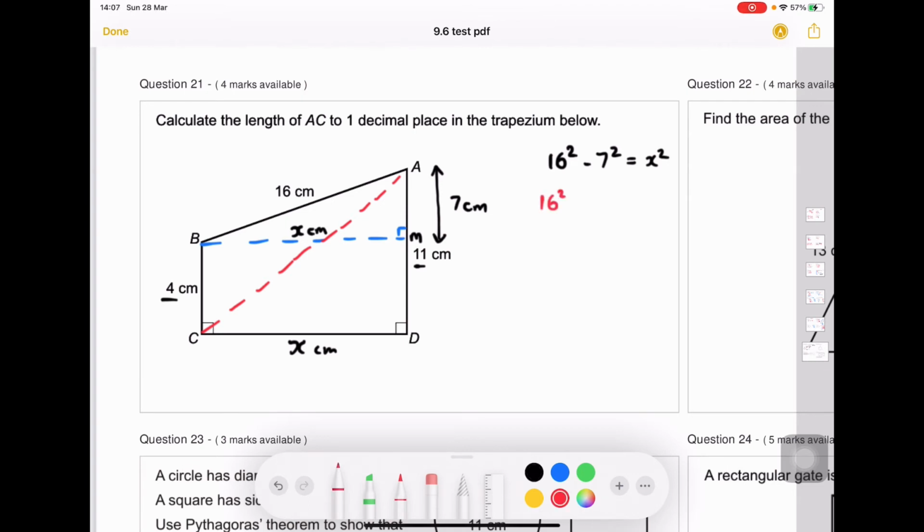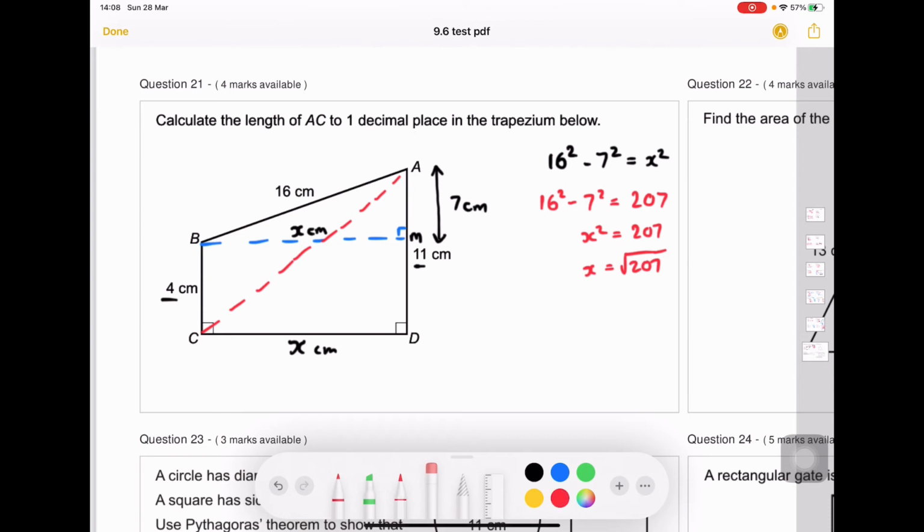By using a calculator, we can work out 16 squared take away 7 squared is 207. So X squared is 207 and X is the square root of 207, and I could round, but I don't want to because I don't want to lose accuracy. I'll just round at the end. Don't ever round in the middle of answering a long question. Always round at the end. I'll keep it in this surd form. So now we know what X is.